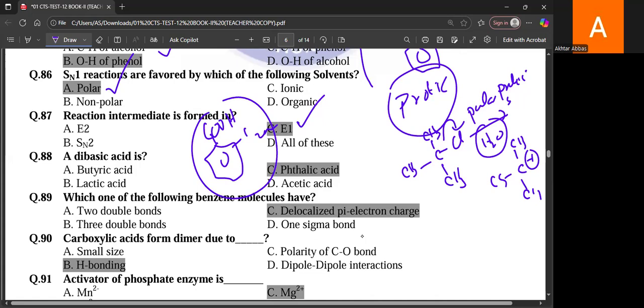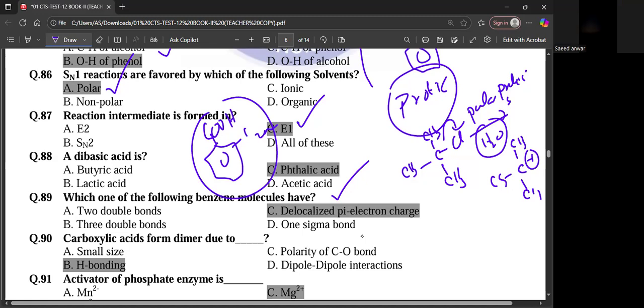Which one of the following benzene molecules has delocalized pi electron charge? So your best option is Charlie, because you know that in benzene, there are no specific three double bonds. These bonds are always delocalized, so we can say that the Charlie option is the best one.